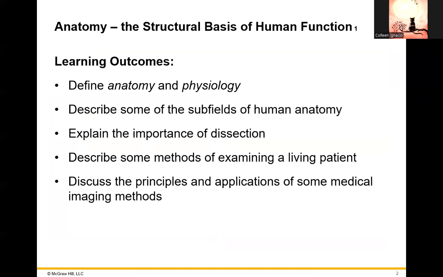So let's talk about anatomy. When we think about anatomy, we're thinking about the structures. In this chapter, the learning outcomes are going to be to define anatomy, define physiology. We'll also look at some of the subfields of human anatomy. We'll also talk about the importance of dissection. We will describe some methods of examining a living patient, so that patient will be alive, and we will perform an assessment. And we'll also talk about some of the principles and applications of medical imaging methods.